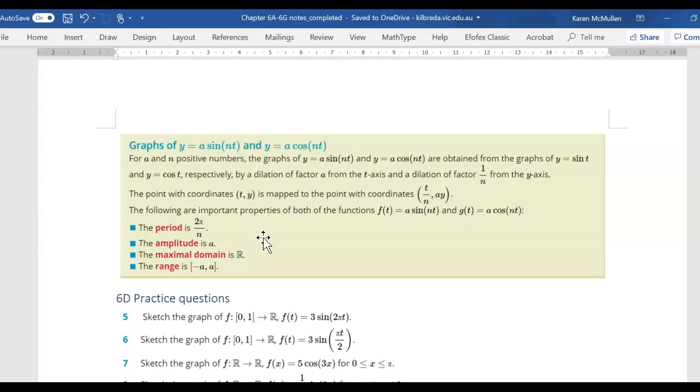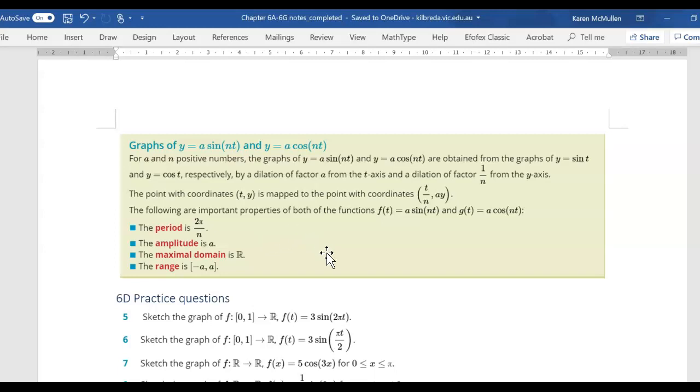Do keep in mind that we're only looking at graphs with changes to the amplitude and the period. So you do need to also keep in mind that sine and cosine graphs can be shifted up or down. Okay, so remember that.